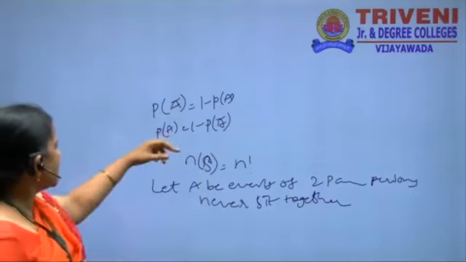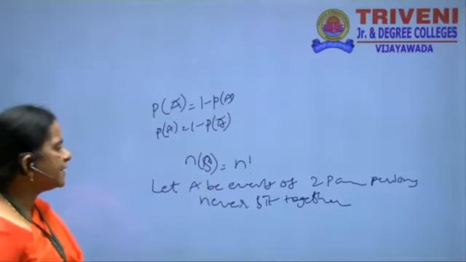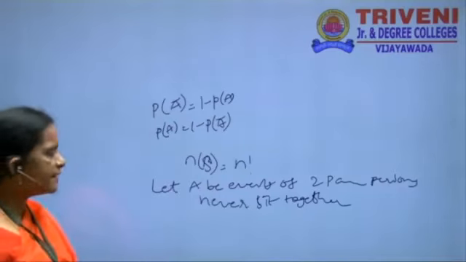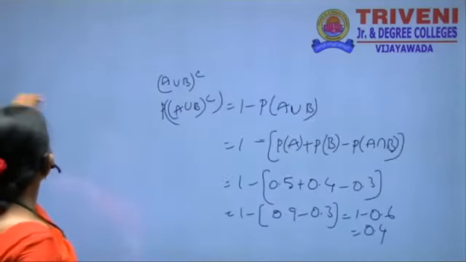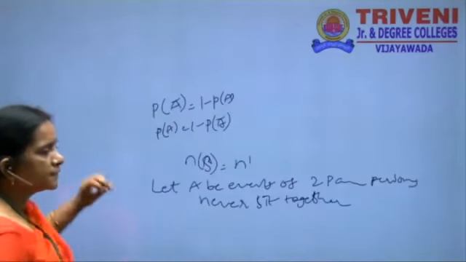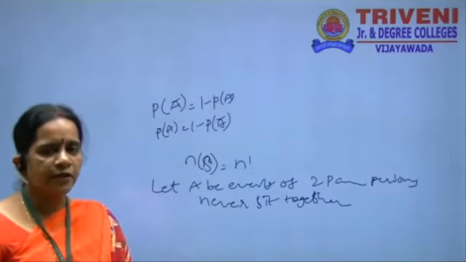Here P of A bar is equal to, N of S is equal to N factorial. A is the event of two particular persons never sitting together. Okay, and then we are continuing in the next class.